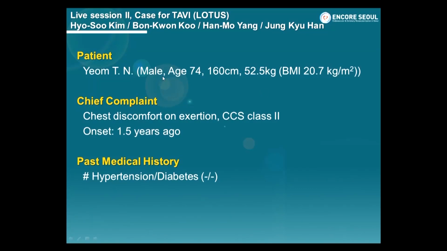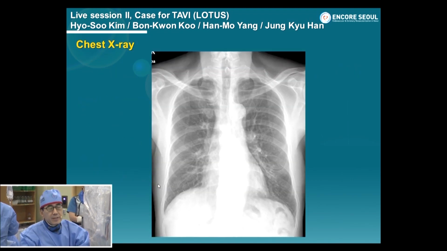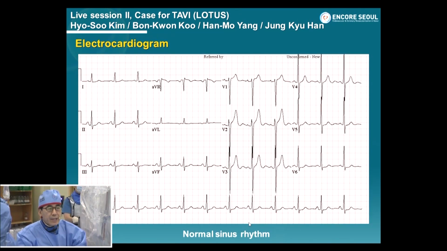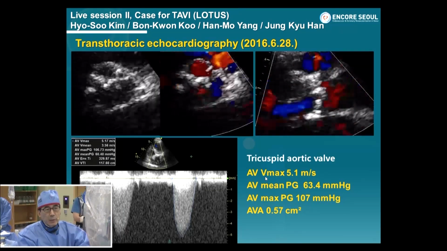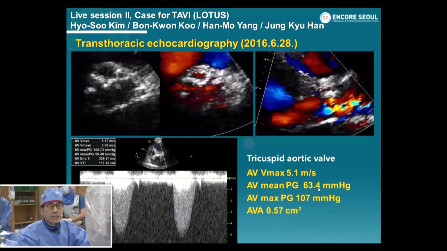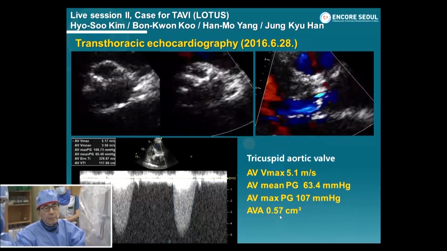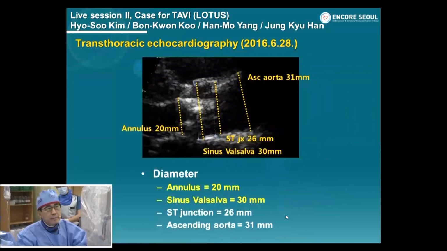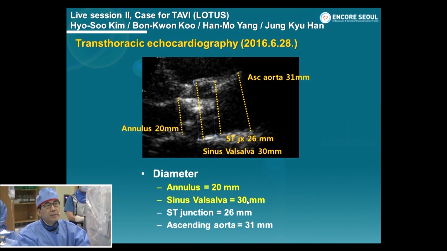This is a live case for LOTUS TAVI, a 74 year old male, chief complaint chest discomfort on exertion, class 2, since 1.5 years ago, plus emphysematous lung, plus LVH on EKG, plus. Risk profile is low, just 2%, plus, but severe stenosis. Mean pressure gradient is about 60 torr, maximum pressure gradient over 100 torr. Area is less than 0.6 square centimeters, plus. Annulus is 20 millimeter, Valsalva 30 millimeter, good, plus.